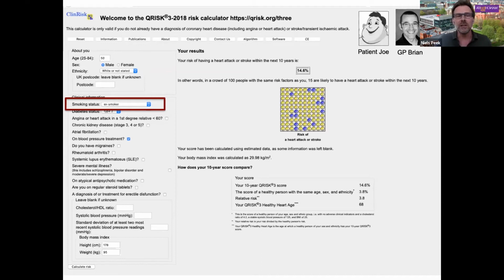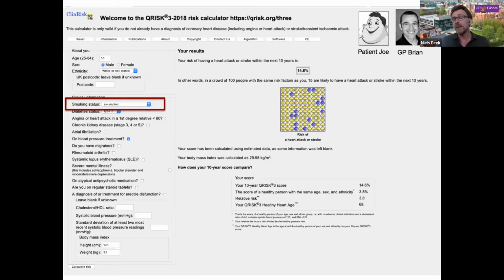So what this does is change the Qrisk prediction to the average risk of people who are ex-smokers, still having all the other characteristics of patient Joe. But the ex-smokers obviously are people who stopped smoking at some time in the past. And that could have been yesterday. It could also have been 10 years ago. So really, changing the smoking status to ex-smoker doesn't really answer the question that Brian and Joe have.